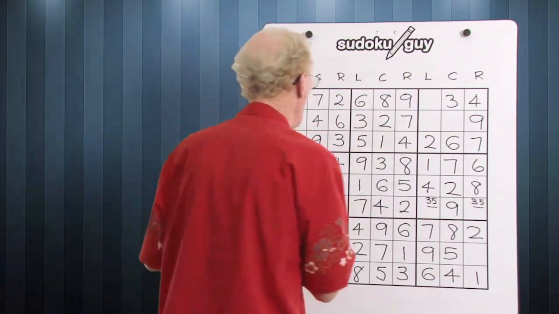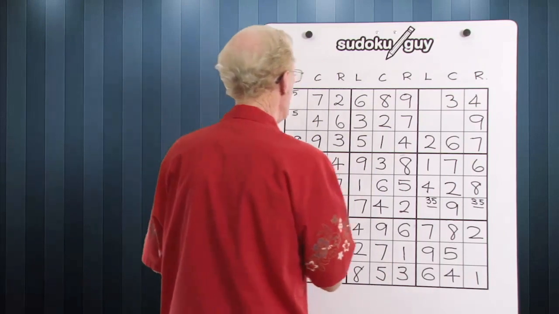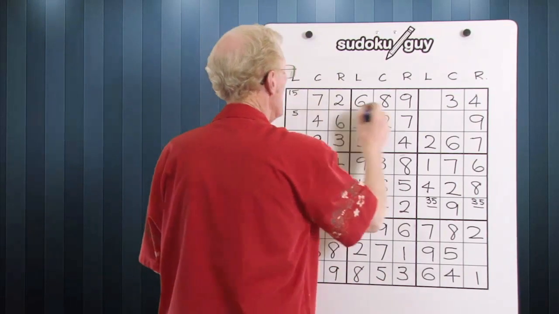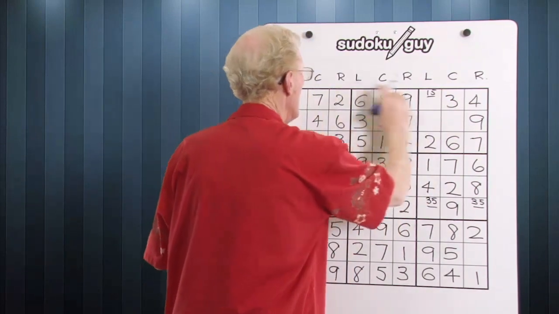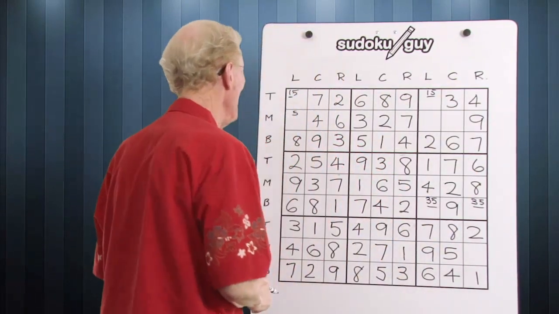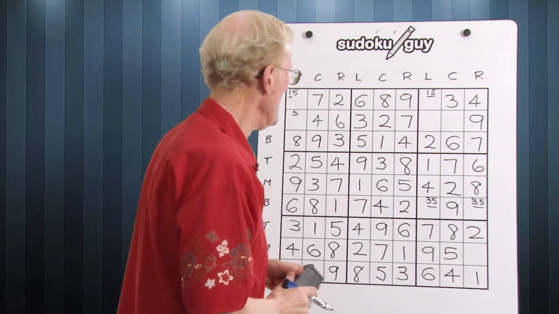So this is now a 5 and a something. Let me see. It's a 1 and a 5, I think. A 1 and a 5 there, because that's the only two numbers that are left in that row. Now let's look down. Whoa, look at what I see.